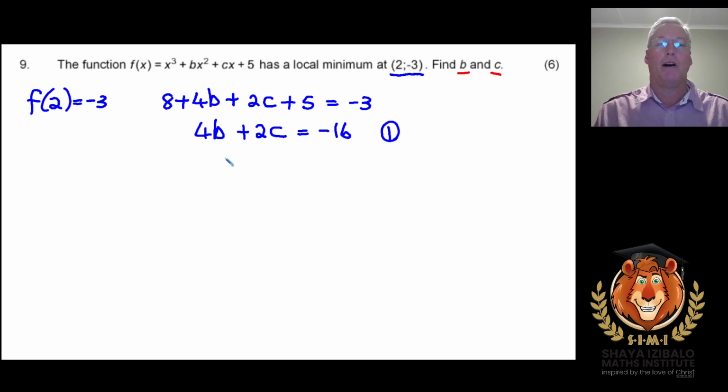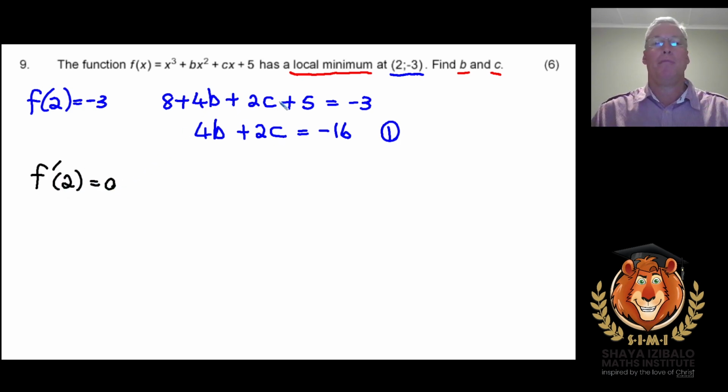So what we're going to do now is look at what else we were told here. We were told that not only is this a point, but it's a local minimum. Now, at a local minimum, we know that the gradient is equal to 0. So we know that, in fact, f dashed of 2 is equal to 0.